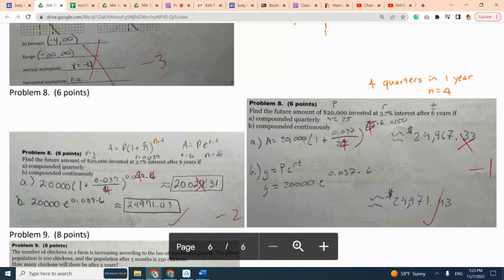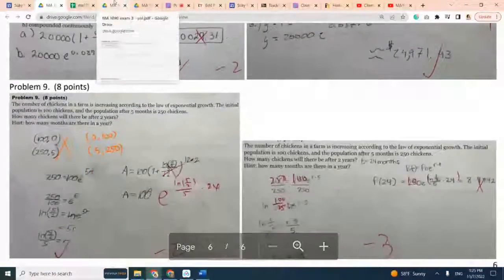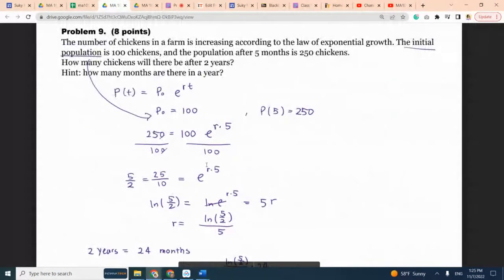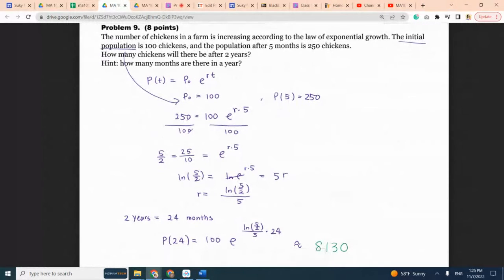And then the last one, problem 9. This problem is similar to a practice exam problem. The practice exam has rabbits. Now I changed rabbits to chicken. So you get your P0, P of 5 is 220. So you plug in this formula, 250, this is 100. You solve for r. And then 2 years, that's 24 months. So you plug in t equals 24, and you get 8,130. Okay, everybody?